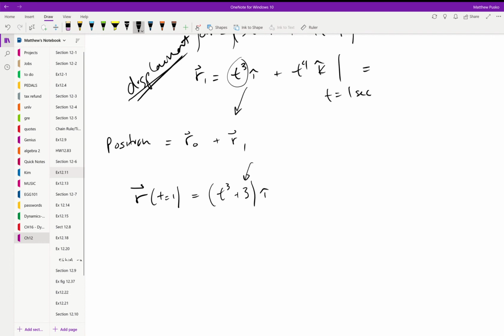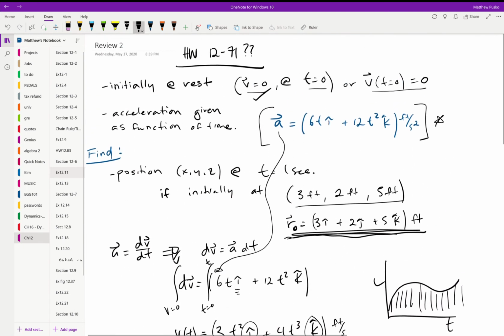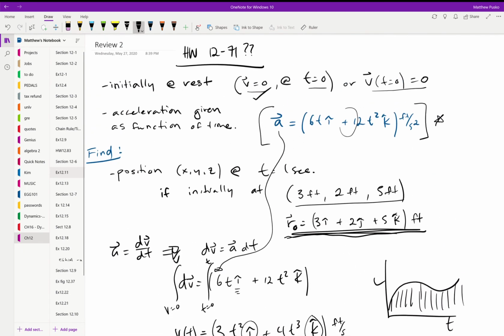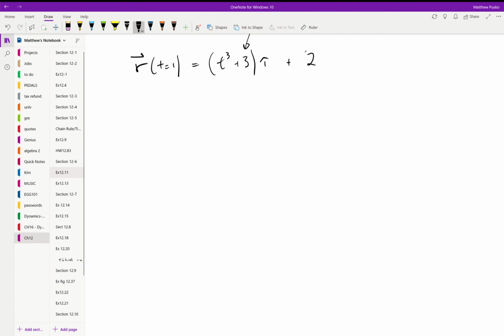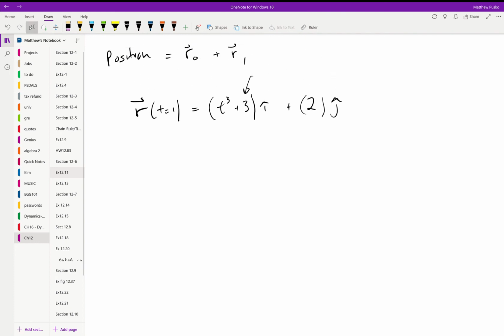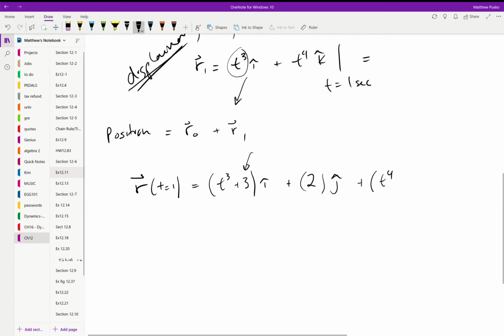It's in the i direction. We had no acceleration in the j direction, so we're going to hold on to that 2-foot coordinate. We just have 2 in the j. And we have a t to the fourth for our k component, and we need to add its initial position, which is 5.